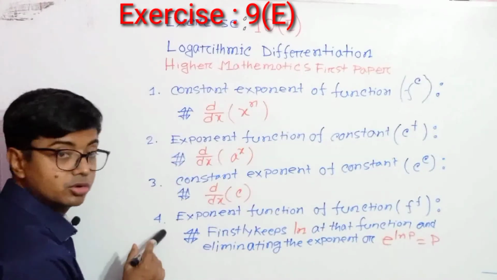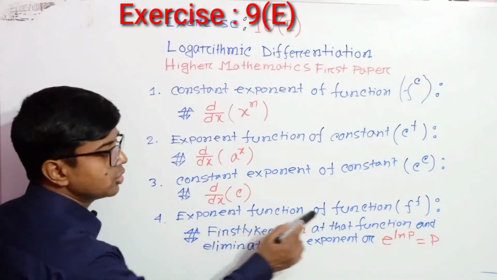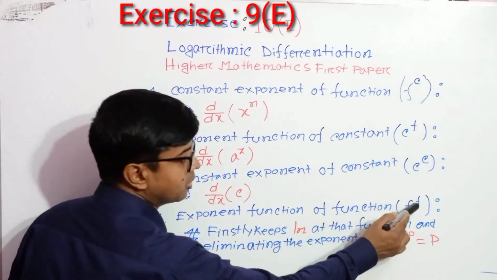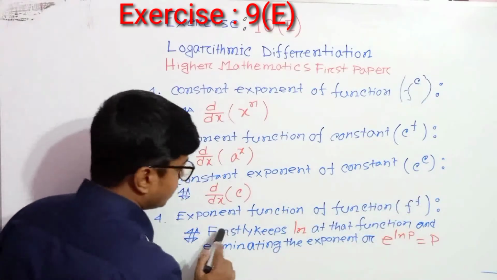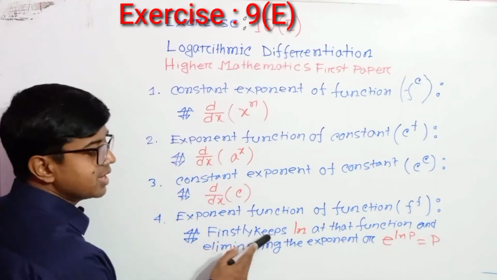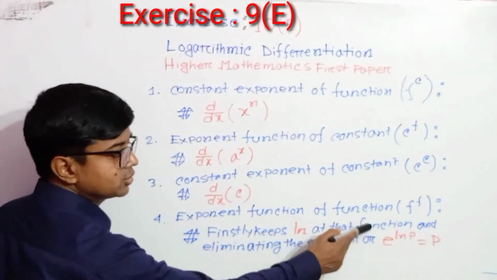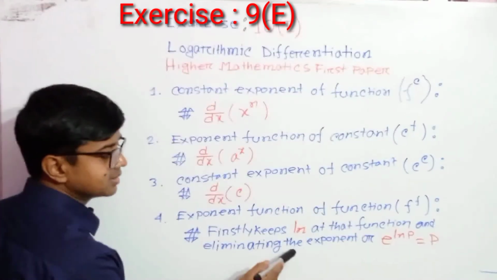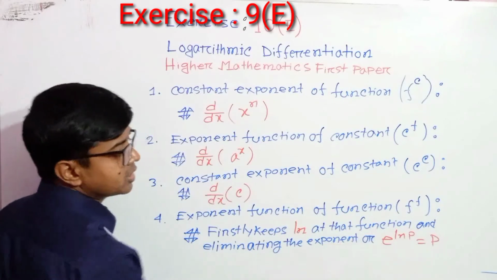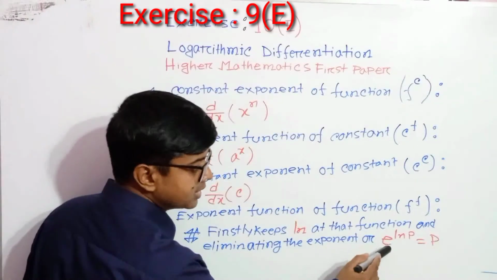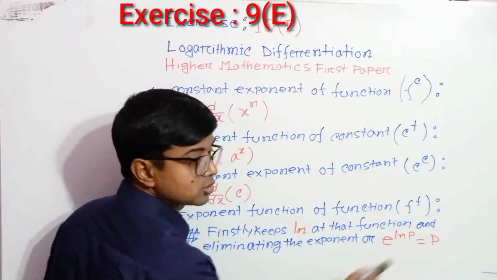And formula number 4, exponent function of function, f to the power f. Look at this. Firstly take ln of that function and eliminate the exponent, or you can apply this formula: e to the power ln p equals p.